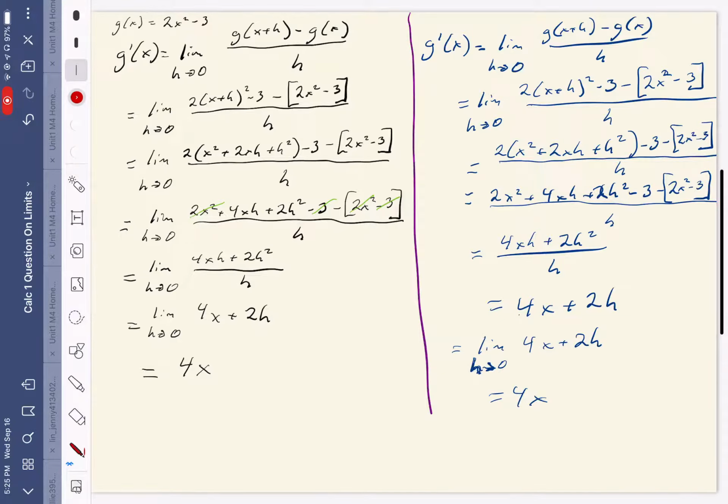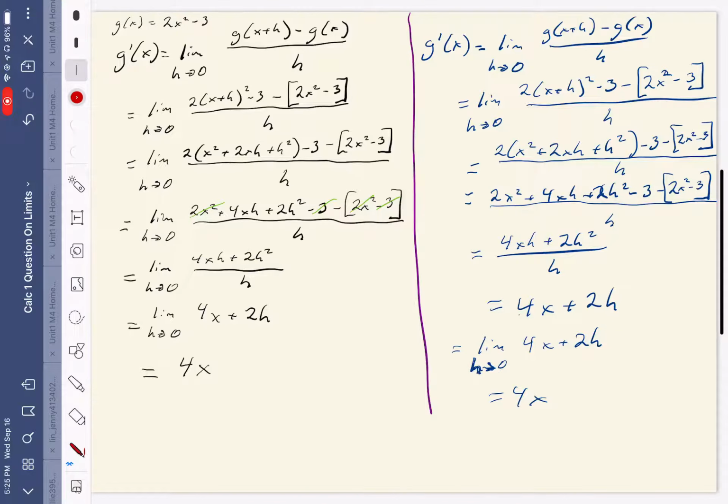Hi all, this is a short video to address the need to use limit notation and why it's important not to lose that limit notation as you do your work. Some of you have lost a few points on your homework or quiz because you've dropped the limit notation and you might be wondering why. So here is a quick little explanation.